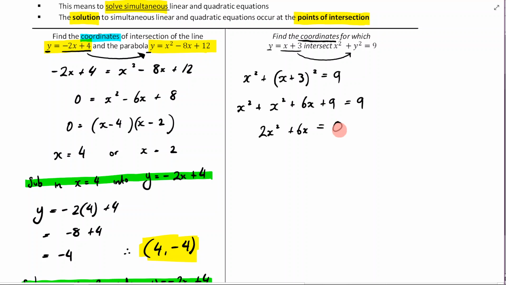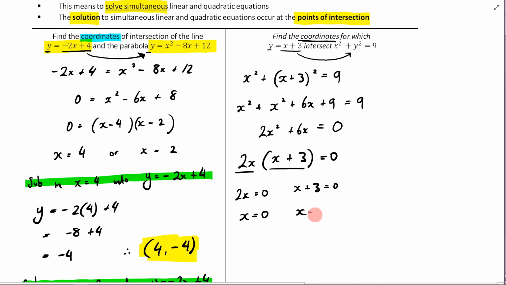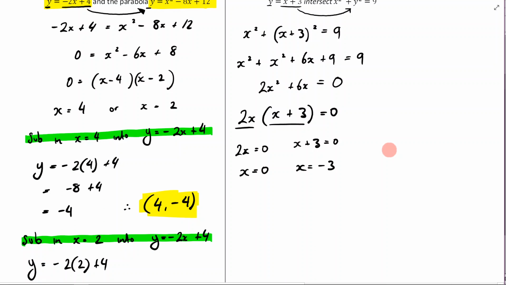Remember, I'm trying to find the x values for which the intersection is occurring. So I'm trying to solve for x here. To do that, I'm going to factorize. So I'm going to factorize 2x out, and that's going to leave me with x plus 3 is equal to 0. Once I've done that, I can now use my null factor theorem to solve for my x-intercepts. So I'm going to go 2x is equal to 0. So I take that and I set it equal to 0. Then I take this and I set that equal to 0. So that means x is going to be equal to 0 and x is going to be equal to negative 3. So these are the x values for my intersections points.